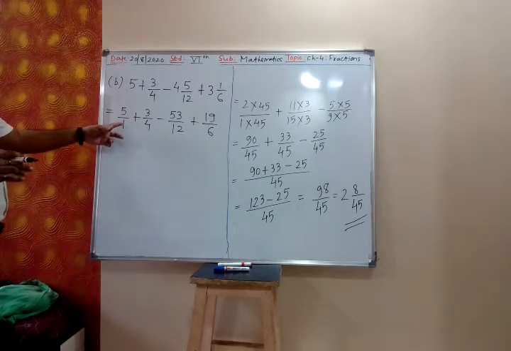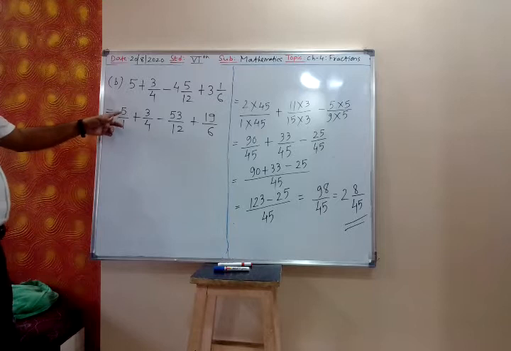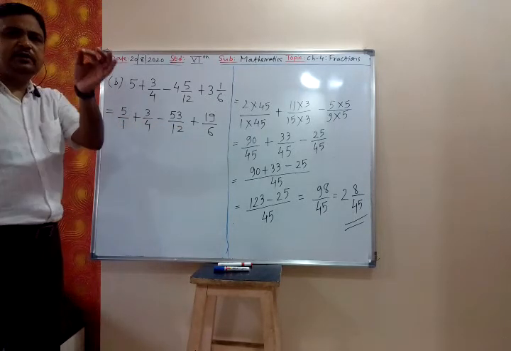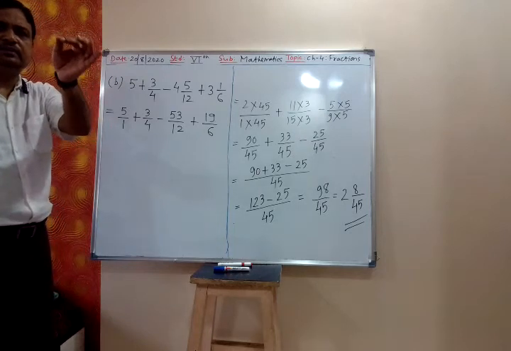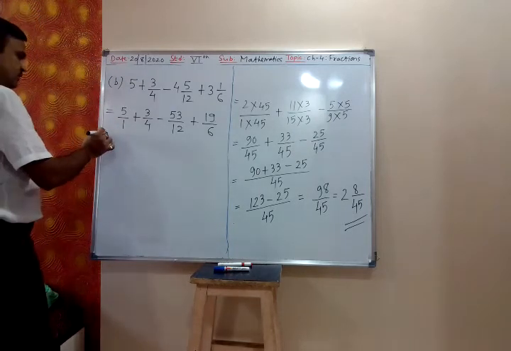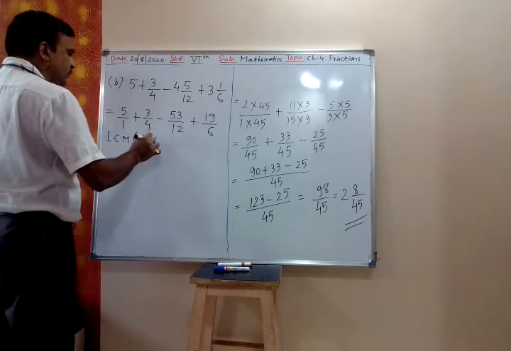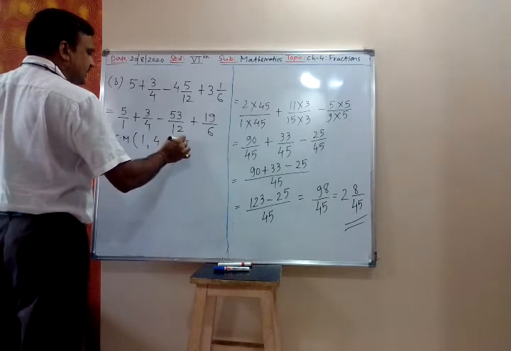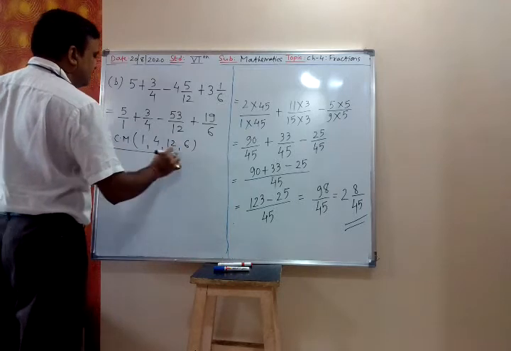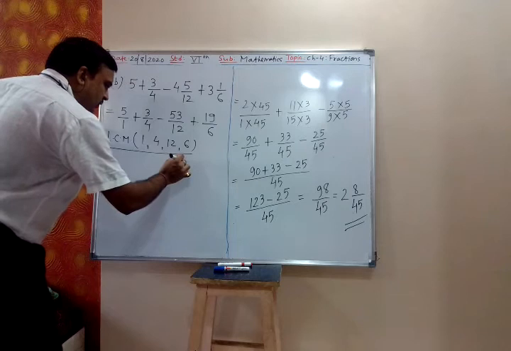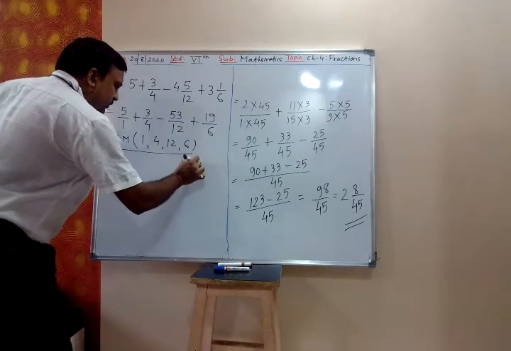Now they are not like fractions because the denominators of 5 upon 1, 3 upon 4, 53 upon 12, 19 upon 6 are 1, 4, 12, 6. To convert them into like fractions, I will take the LCM of the denominators 1, 4, 12, 6. I advise you to find this LCM by the division method. Common division method: 1, 4, 12, 6.